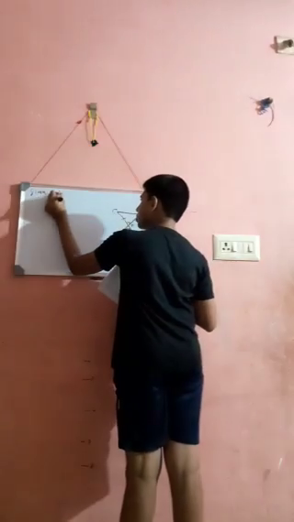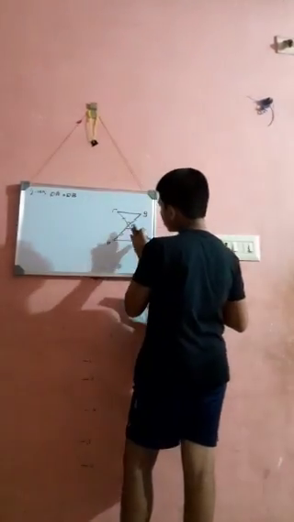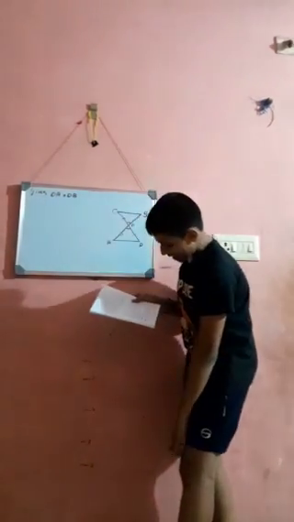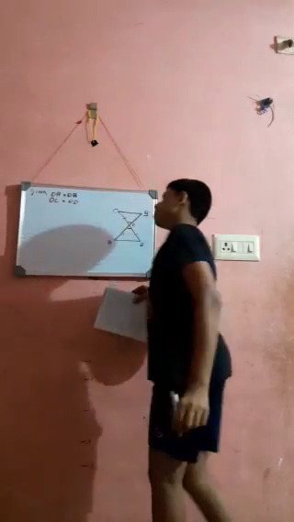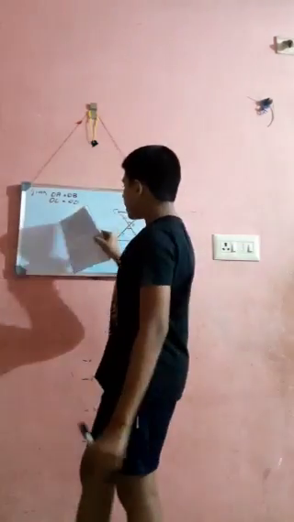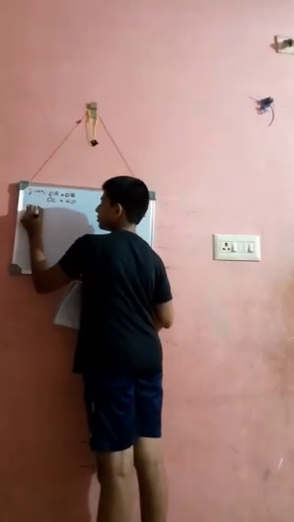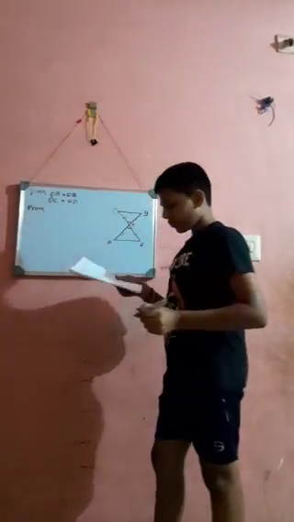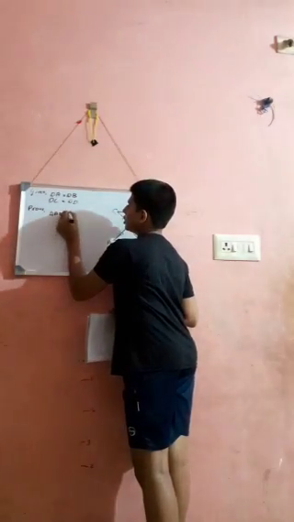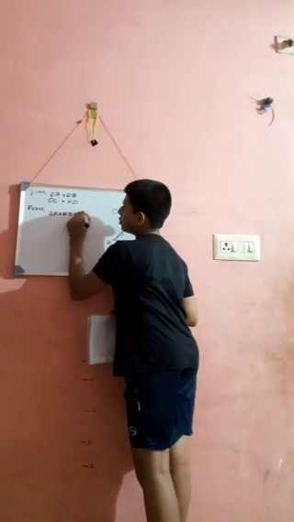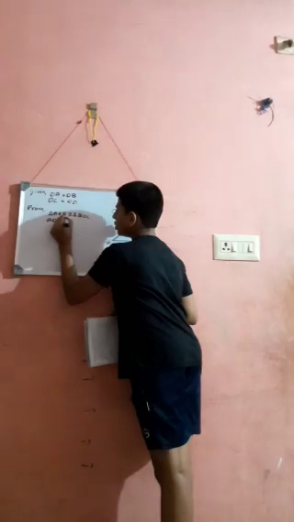OA is equal to OB. Also OC is equal to OD. Now what do we need to prove? Two things are there to prove: triangle AOD is congruent to triangle BOC, and also AD is parallel to BC.